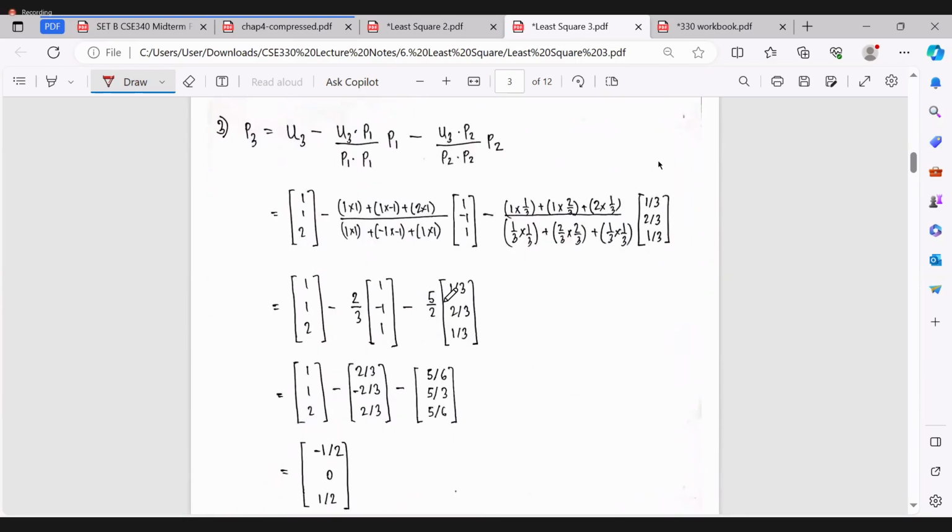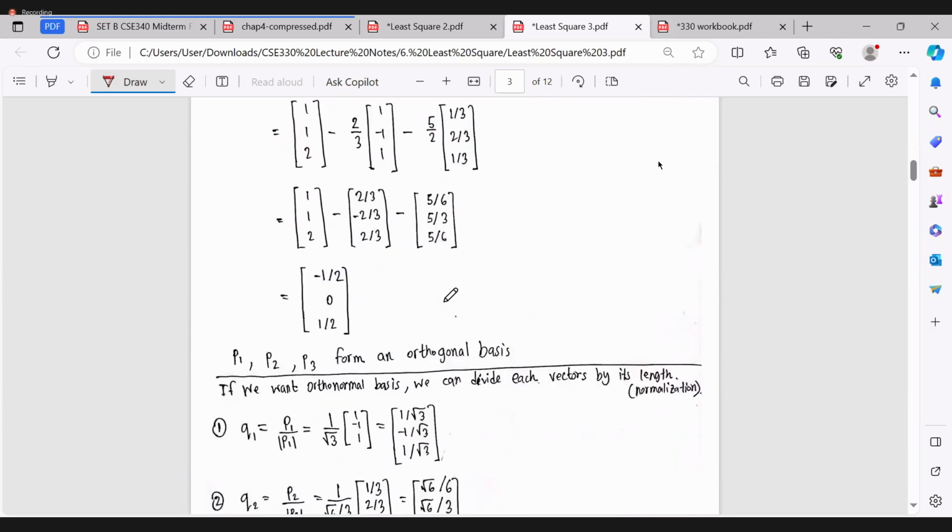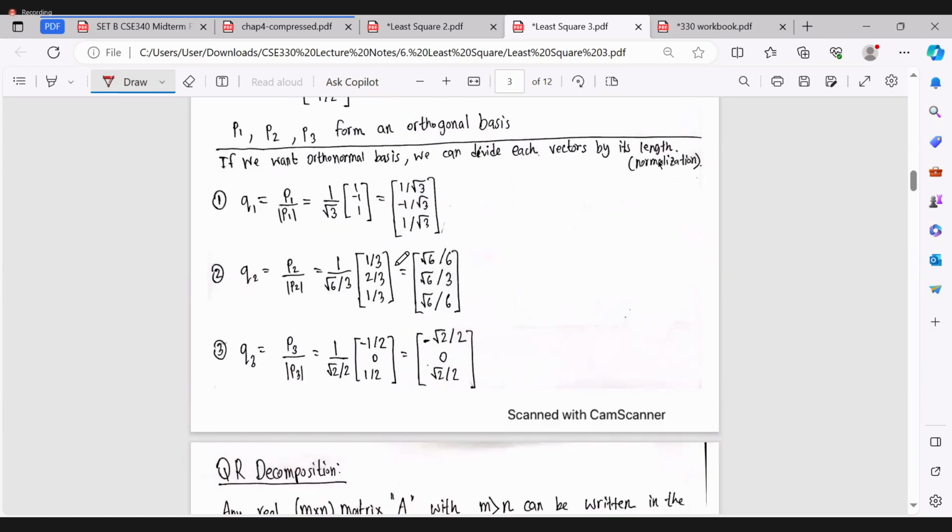And in P3 you get this. So P1, P2 and P3 are orthogonal vectors, and if you divide them by their magnitude, you'll get normalized vectors, which are Q1, Q2, and Q3. So this is the formula of producing the Q orthonormal matrix from a very basic matrix, say A.